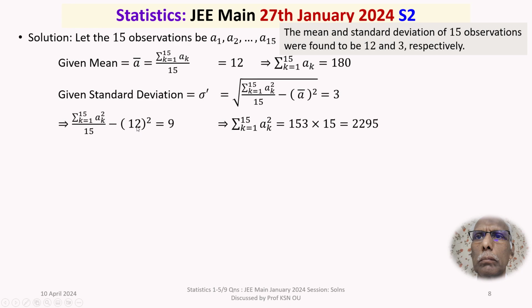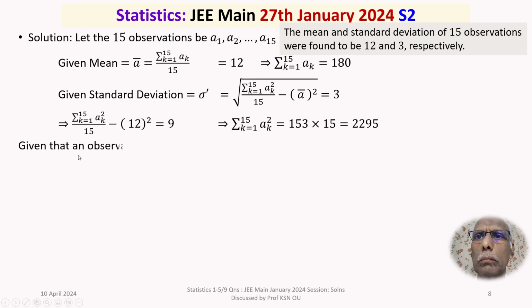And send 12 square, 144, to the other side, it becomes plus 144. 144 plus 9 is 153. Cross multiply, you will get 153 multiplied by 15, that is the sum of ak square for k equal to 1 to 15. On multiplication, it is 2295. Agreed.